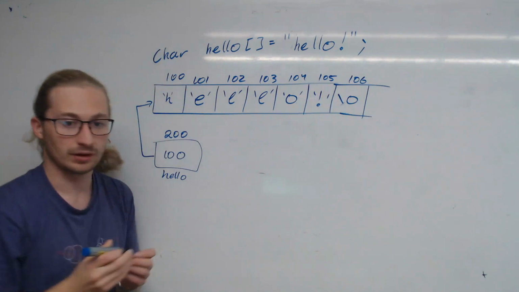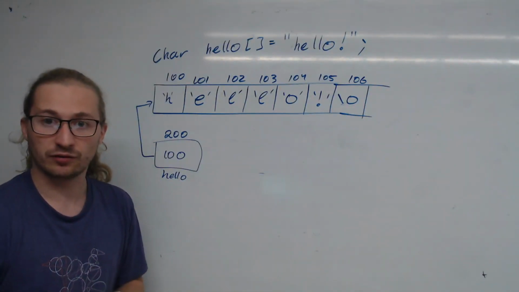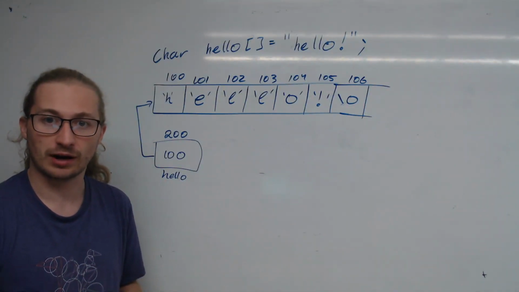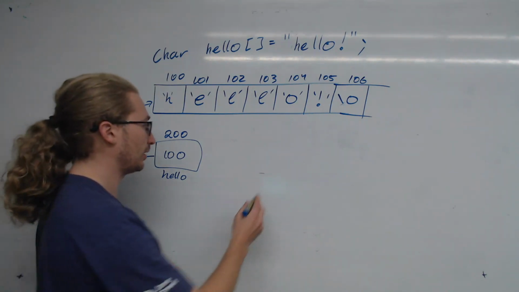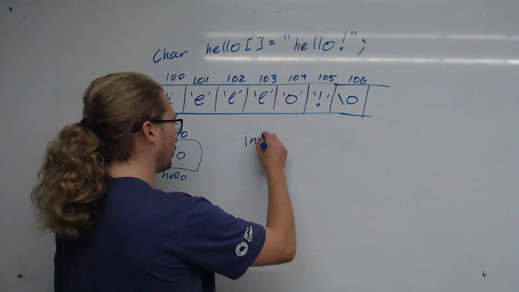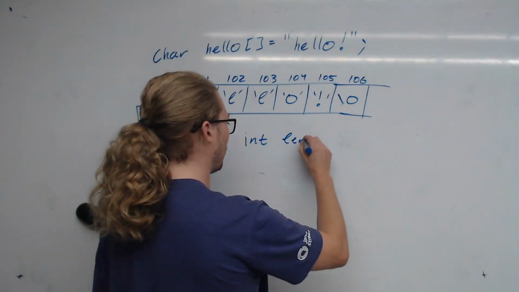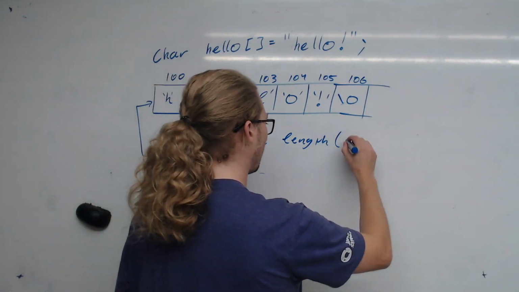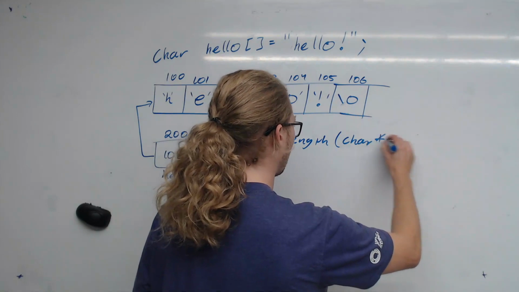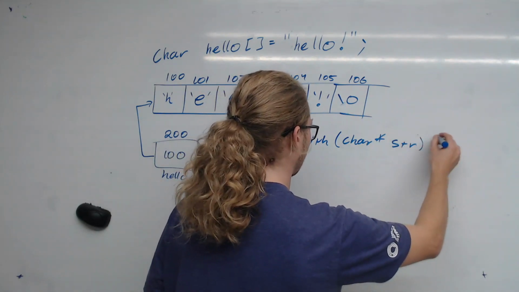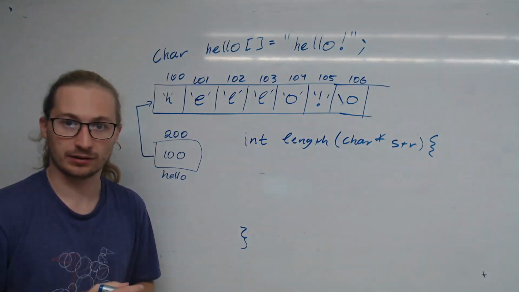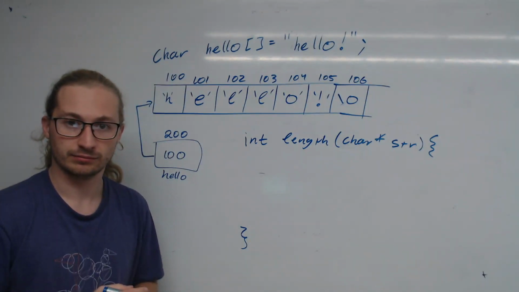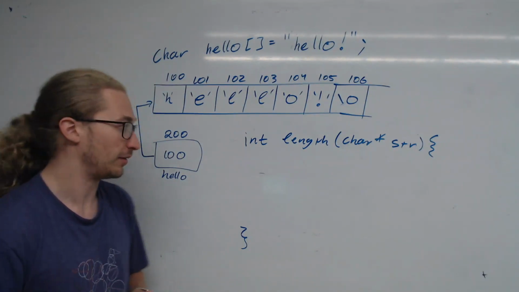There we go. So maybe pause the video for a moment, see if you can try to write a function in C that will compute the length of a string. The type of that function is going to return an int. I'll call the function length, and it takes a char pointer to a string. Okay, so have a go at that. I'll assume you've done so.